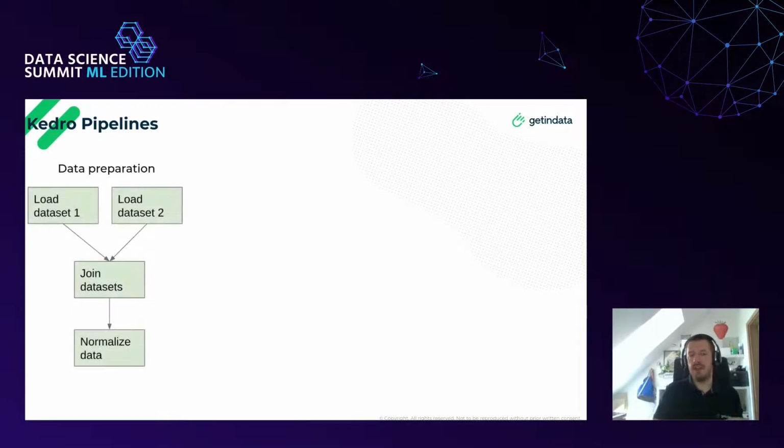The first pipeline is named data preparation or data engineering, and it loads data sets, maybe joins them, merges them, does some normalization, maybe drops outliers or something. Basically, it makes sure that the data are consumable by your model. So this is the feature engineering part.